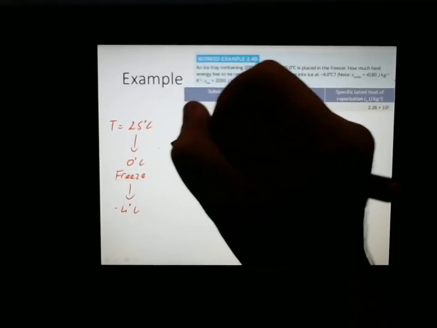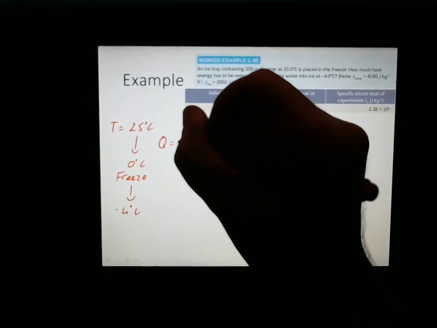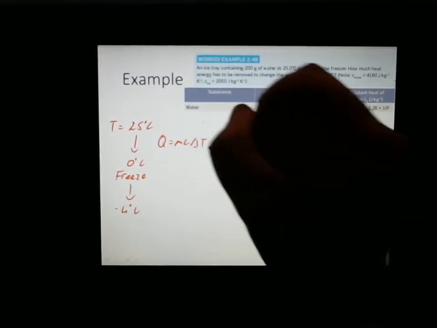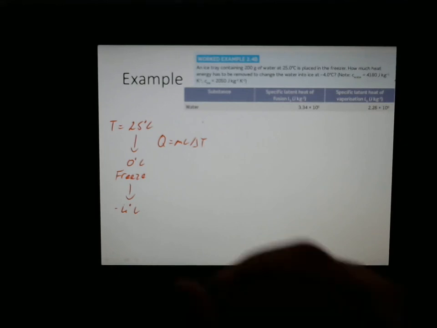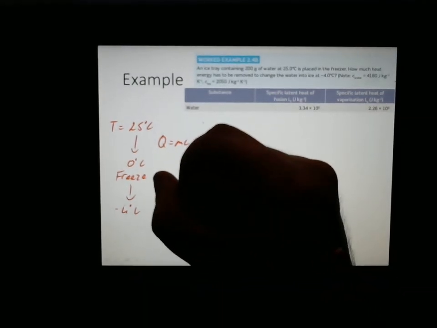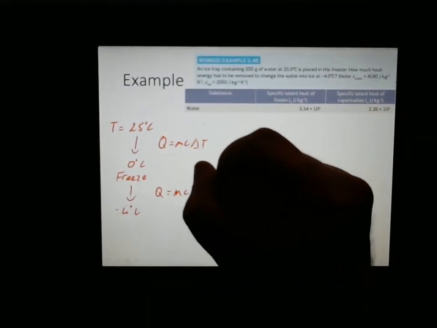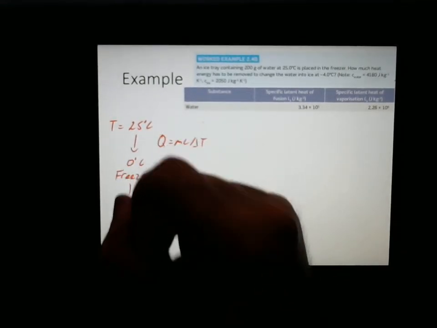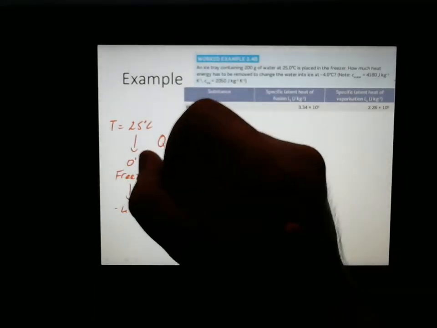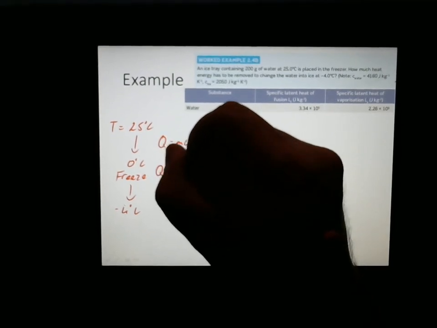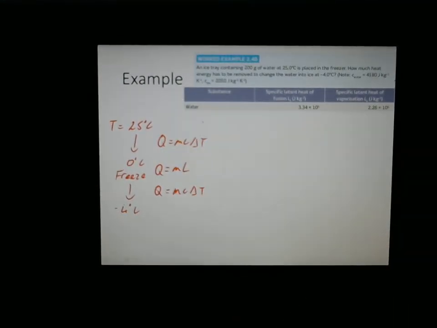So for this section here, we're going to need Q equals mc delta T, because we've got a temperature change. For this section here, we're also going to need Q equals mc delta T for that temperature change, 0 to -4. And for the freezing in the middle, we're going to need Q equals mL. When we take all those, we can add them all together, and that will be the total amount of energy removed in order to freeze this water.